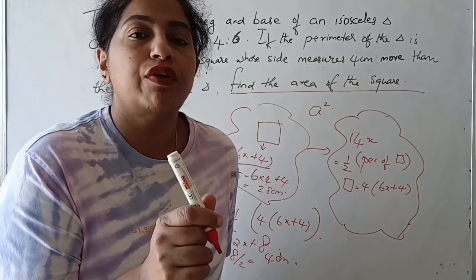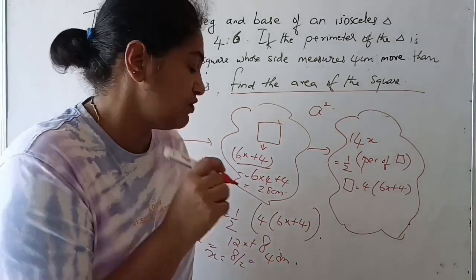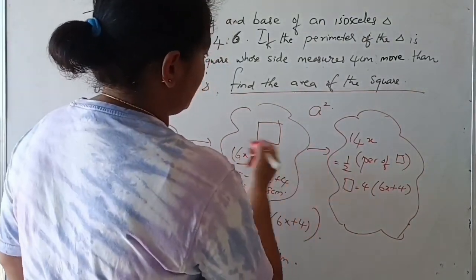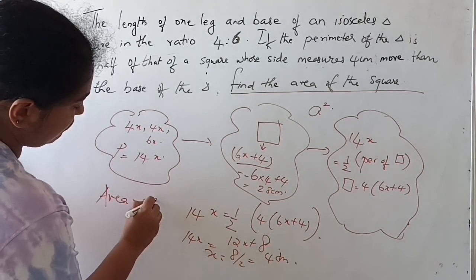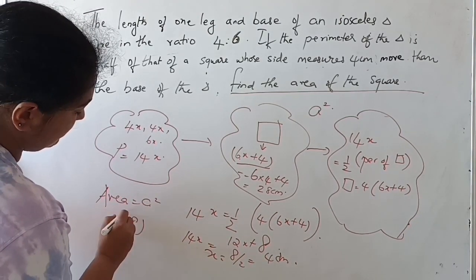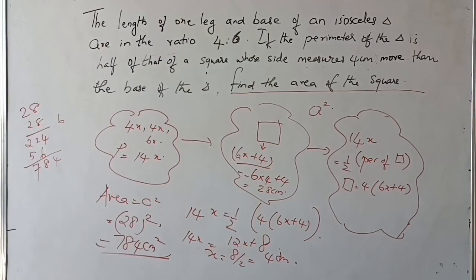Right? Now, I need to find out the measure of the area of the square. So, area of the square is given as a square, or it is equal to 28 square. So, you get the value of the area as 784 centimeters square.